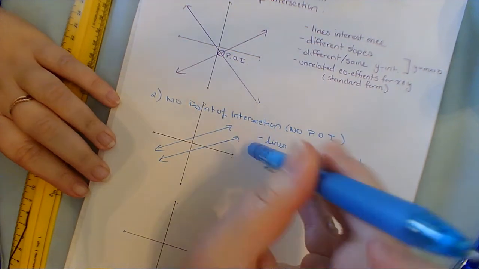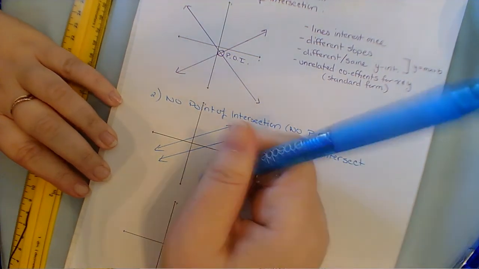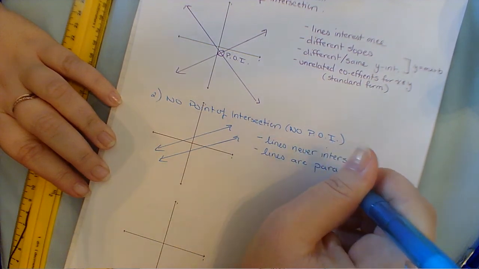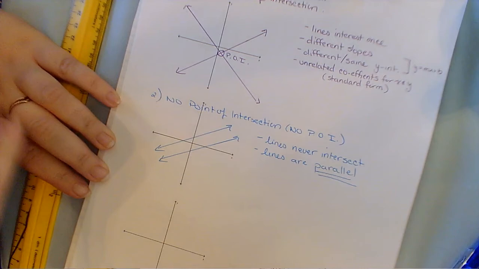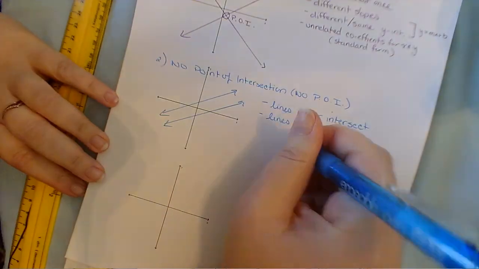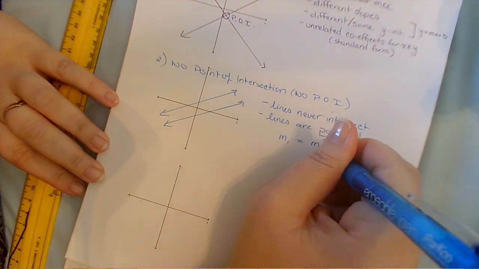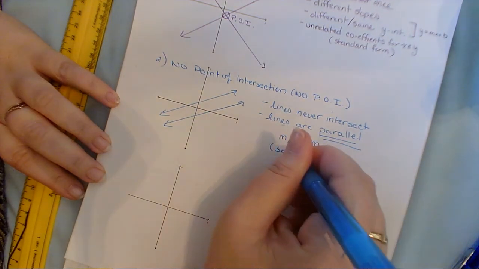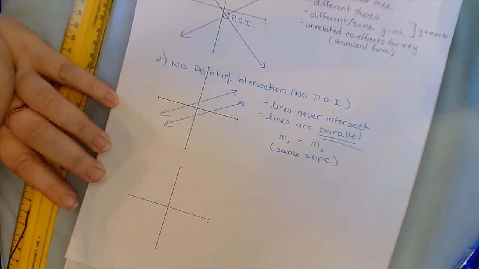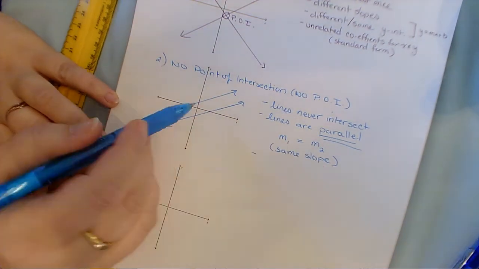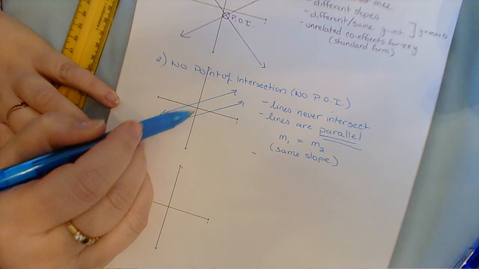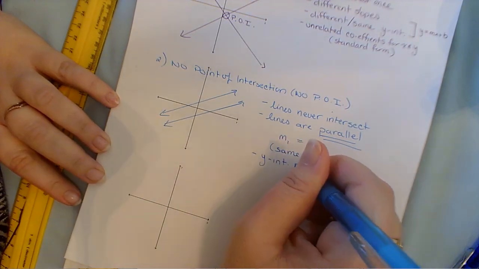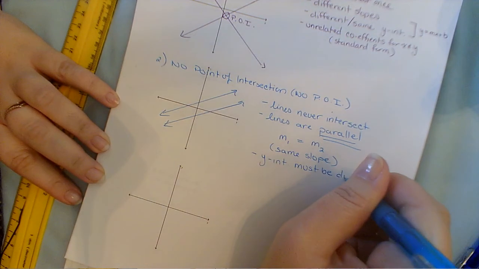How are their slopes related? So lines are parallel, if you remember that from grade 9. They have to be parallel in order for this to happen. So the slope of one line must equal the slope of the other line. They must be the exact same slope. Now the y-intercept, though, you notice how I drew them? This y-intercept is up here, this y-intercept is down there. The y-intercept must be different.